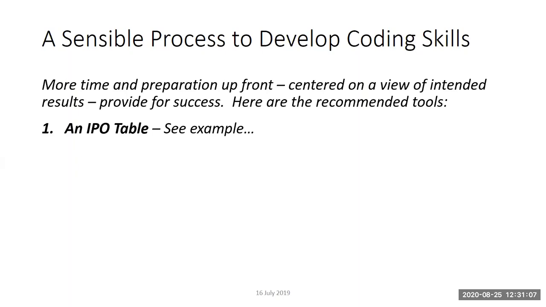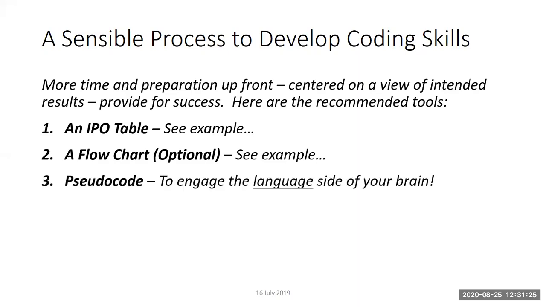IPO stands for input, process, and output. It's a simple 3-column table. You'll see an example in just a second. A flow chart. So what are the step-by-steps and the decision points? That's optional, but it's good to have because then you can keep that in front of you as you're writing. And then the pseudocode.